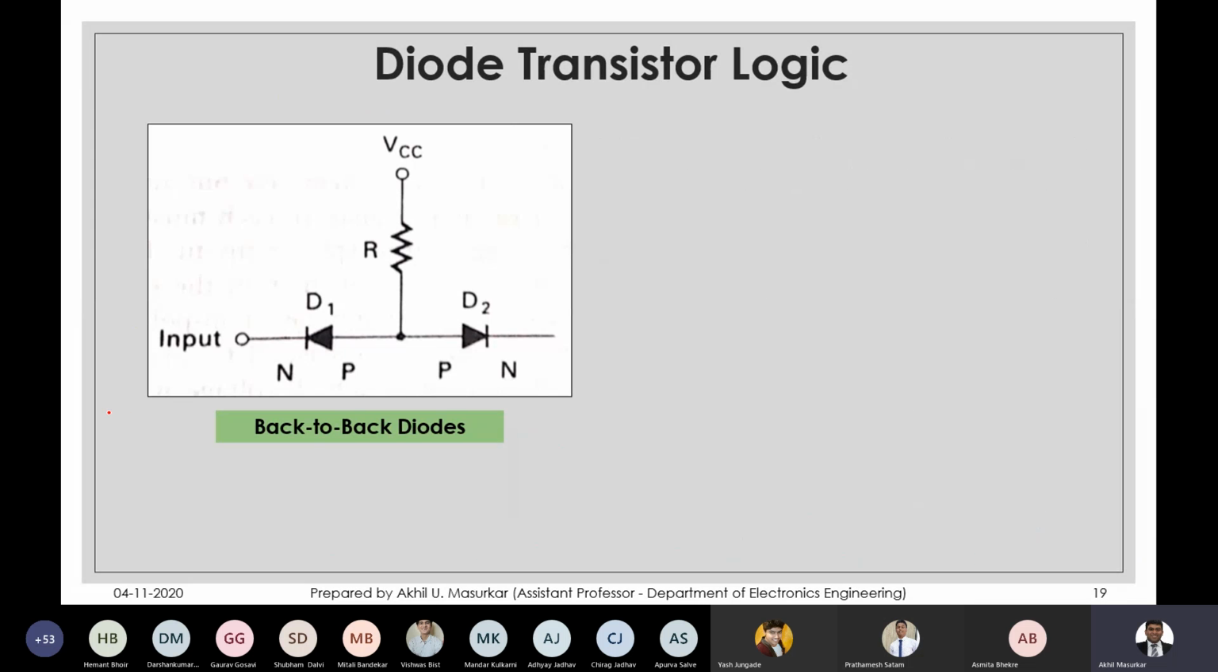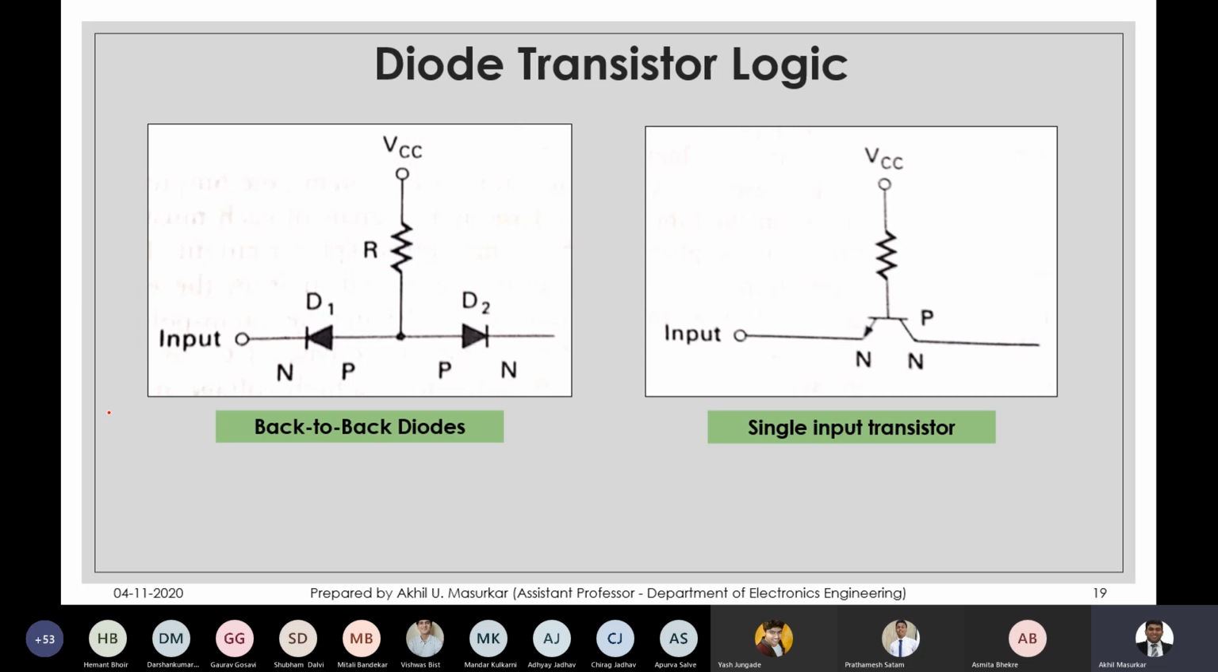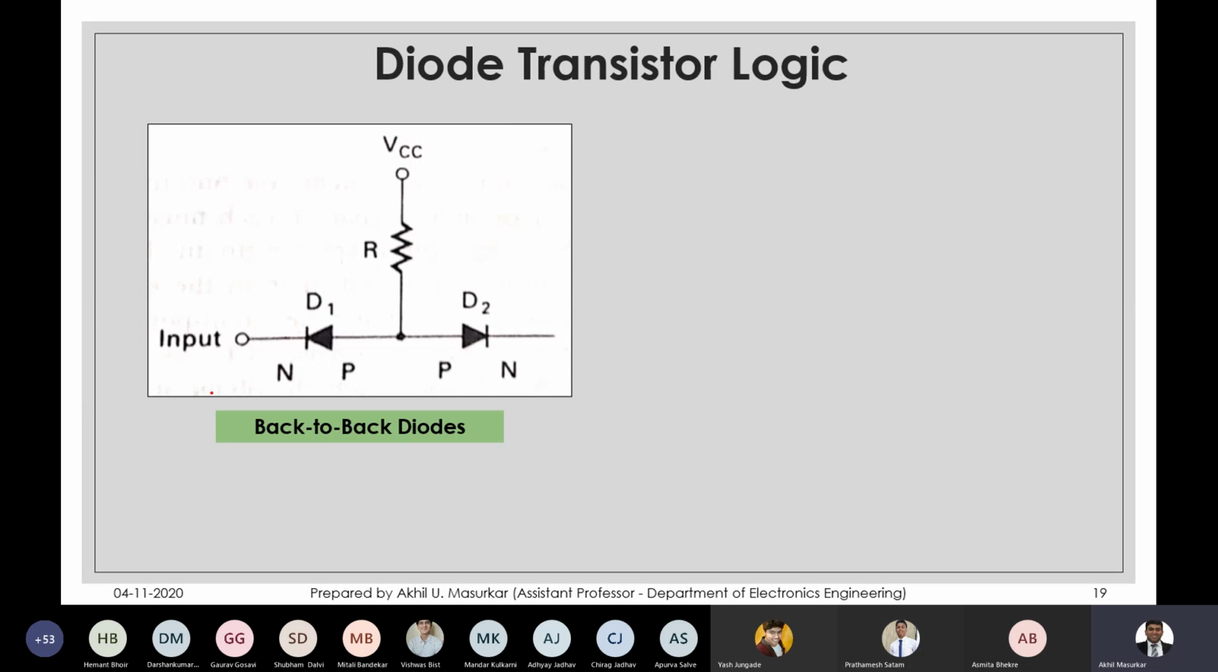Now you are able to see such kind of arrangements. So basically, if you just see two diodes which are connected like this, this is N, this is P, and this is N. So actually this combination works like an NPN transistor, and this model of the transistor is called the Ebers-Moll model.